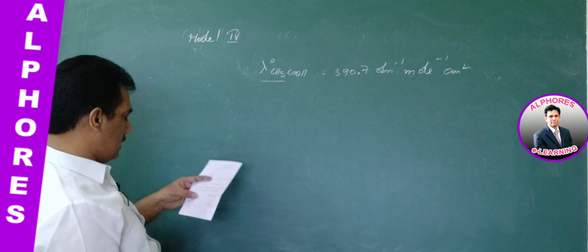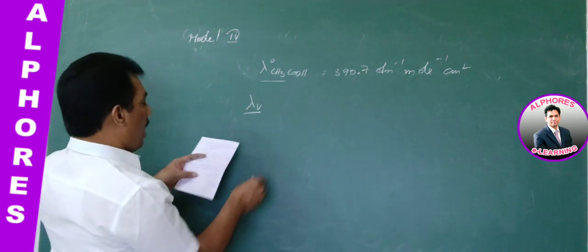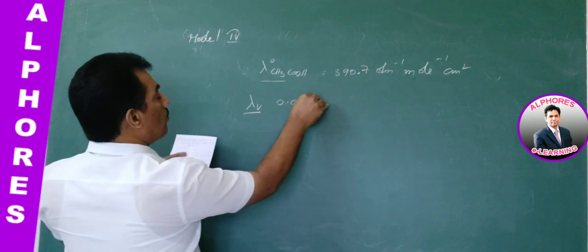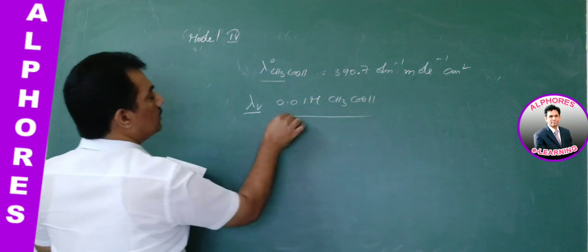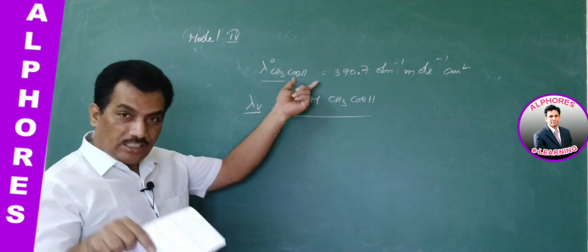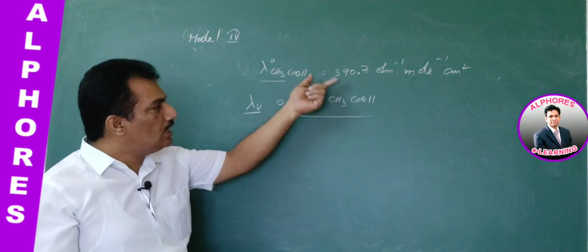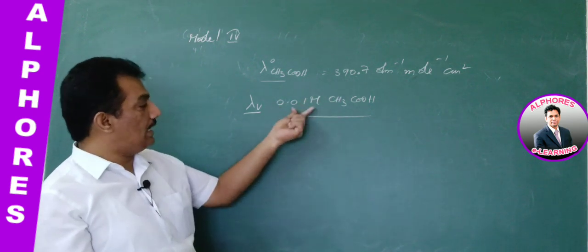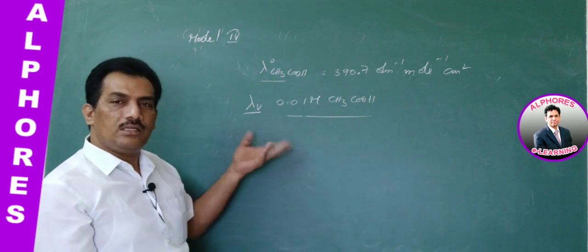But what they are asking is the molar conductance of 0.01 molar CH3COOH. That means here the story is reversed. By providing the conductance at infinite dilution for acetic acid, now they are asking you to find the conductance of that acetic acid at this concentration. So at a particular dilution they ask you to calculate the conductance.